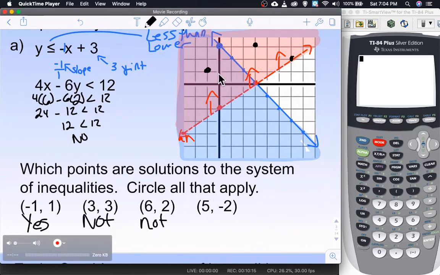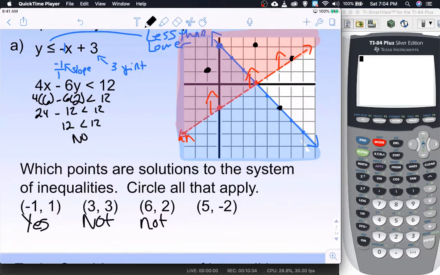What about the point 5, negative 2? 1, 2, 3, 4, 5, negative 2, right here. No, that's not a solution either, because it's not in the shaded region. The only solutions are the ones that make both inequalities true. That's in the shaded region of both inequalities. So the only one that was a solution was that first point.